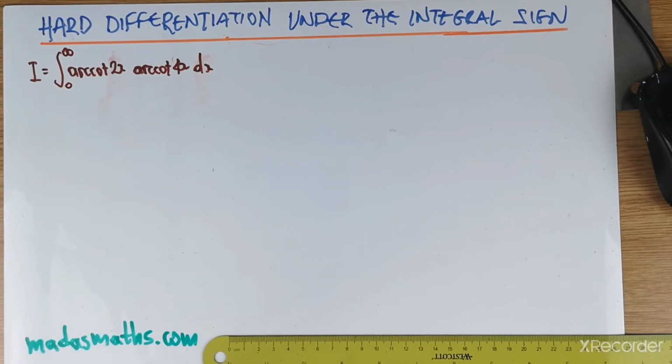This is actually quite hard. It's not actually hard, it's probably long. And I only came across it the other day, so I couldn't resist it. So I thought, okay, let me make a video on this particular one. It's the integral from naught to infinity of the arc cot of 2x multiplying the arc cot of 4x. Quite clearly symmetrical.